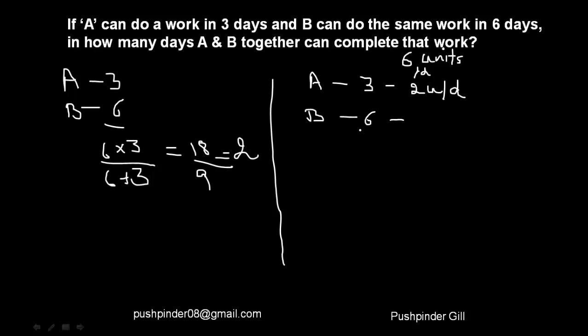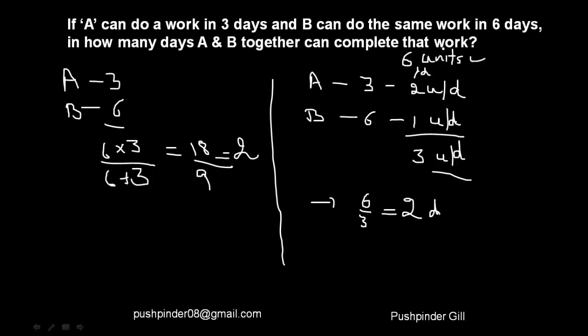Similarly, if B can finish the job in 6 days and the job is of 6 units, that means he'll be finishing 1 unit per day. Now together, if they are working, that means they are finishing 3 units per day. The job is of 6 units, so they're going to take 6 by 3, that is equal to 2 days to finish the job.